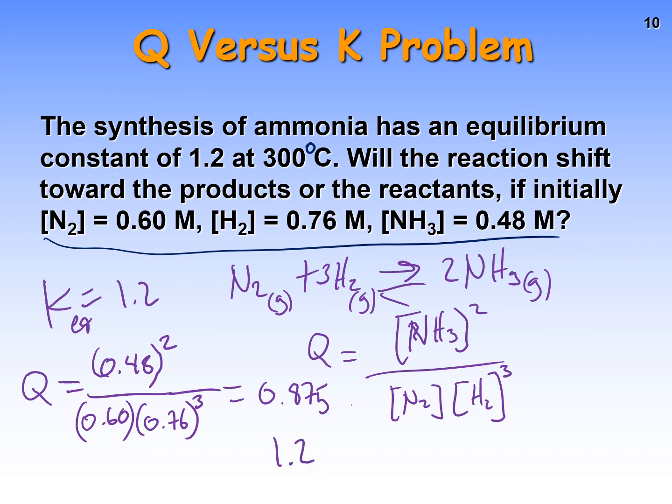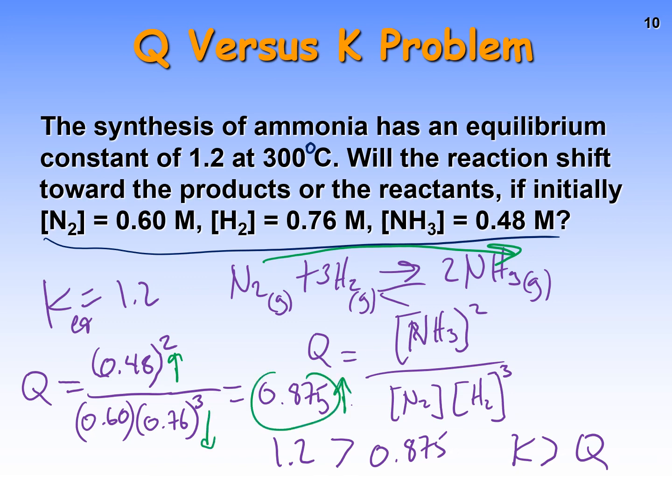We can then compare this to K. We know 1.2 is greater than 0.875, or in other words, K is greater than Q. This tells me which direction my reaction is going to shift. Since Q is less than K, my reaction is going to be shifting towards the products in order to increase Q, because if we increase these values and decrease those values, the value is going to go up.